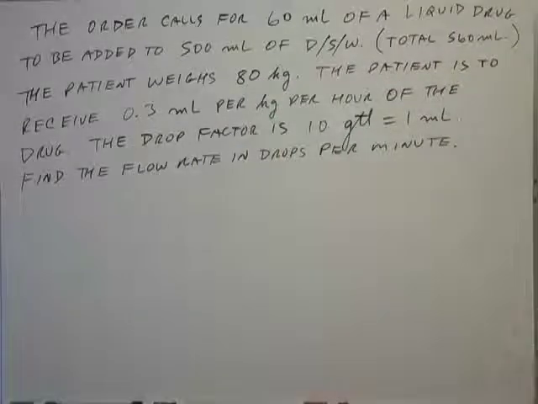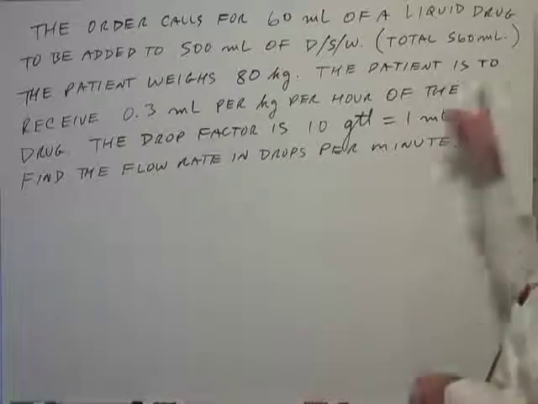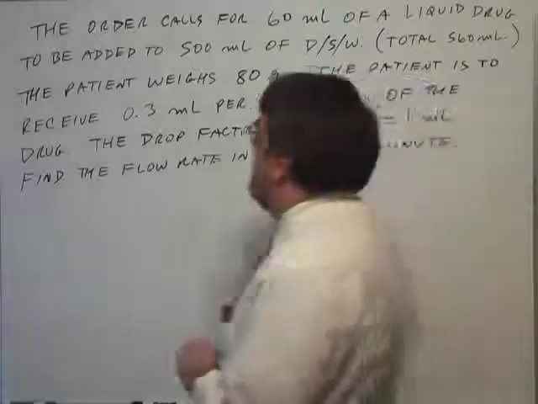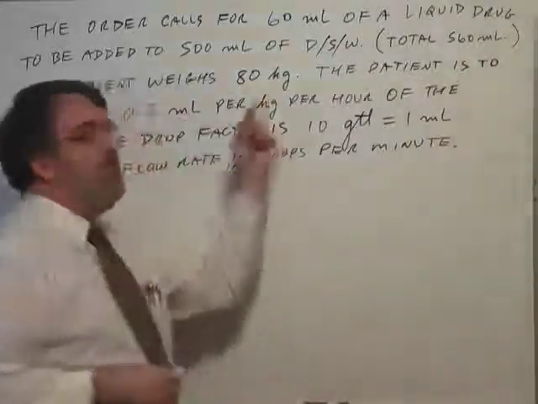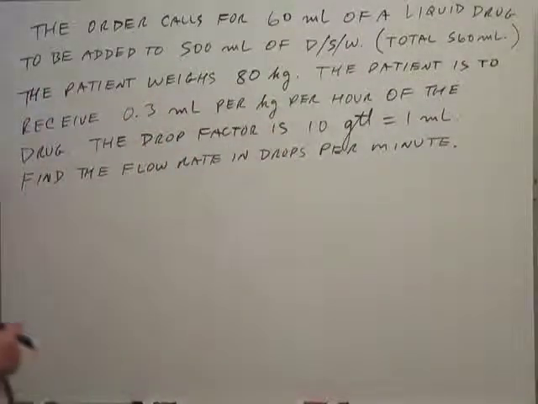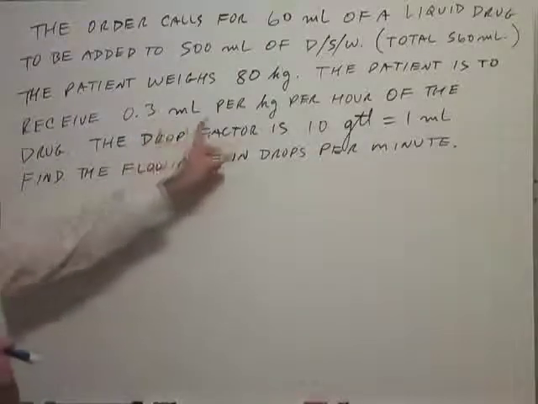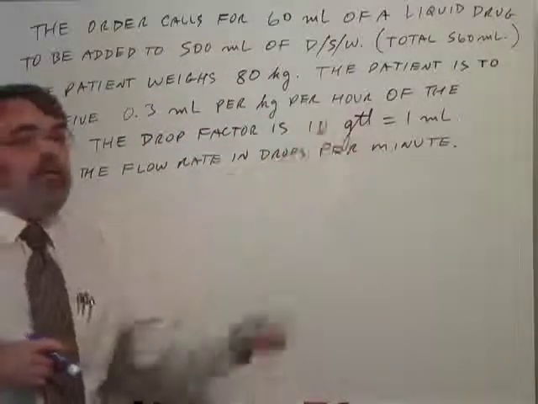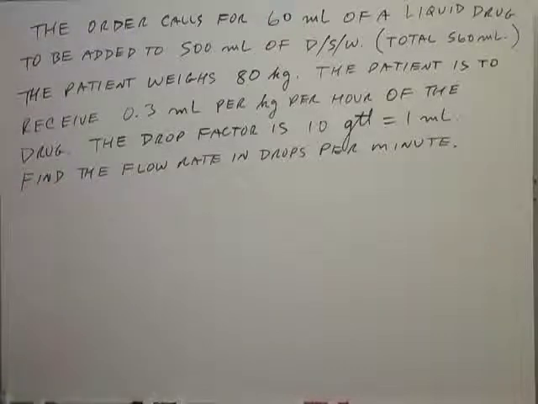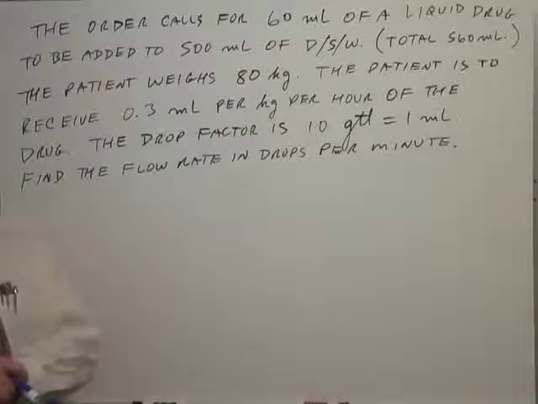The order calls for 60 milliliters of a liquid drug to be added to 500 milliliters of D5W, total of 560 milliliters. The patient weighs 80 kilograms, and the patient is to receive 0.3 milliliters per kilogram per hour of the drug. The drop factor is 10 drops equals 1 milliliter. Find the flow rate in drops per minute.